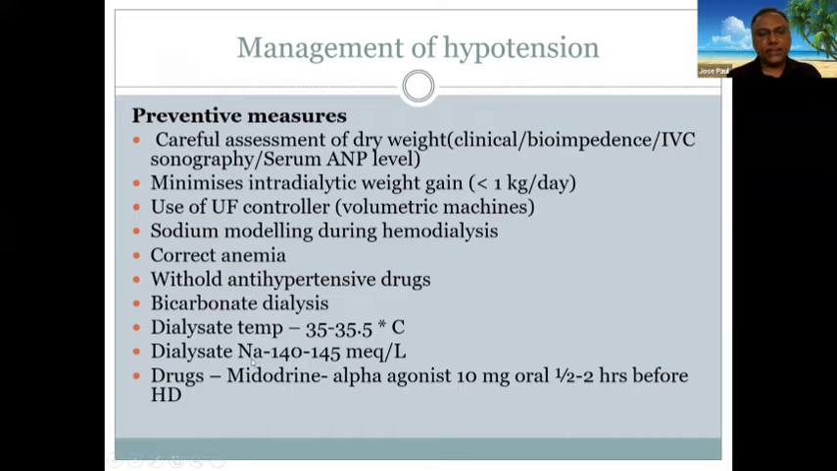Then you can increase the dialysate sodium to 140 to 145 milliequivalents per liter. And there are drugs like midodrine, an alpha agonist, which is used around 10 milligrams oral, around half to 2 hours before dialysis. So these are, in general, the preventive measures to prevent hypotension.